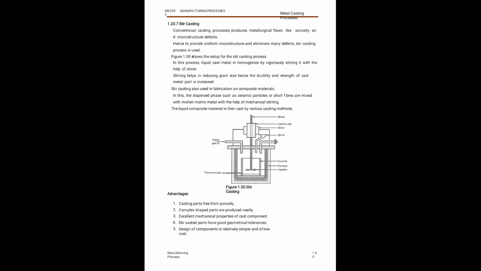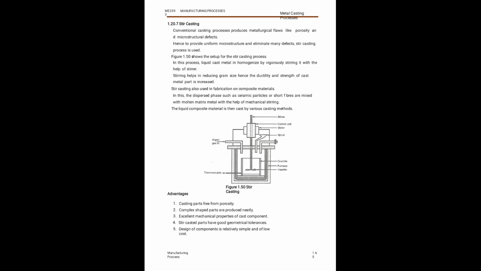Next one, the stir casting process. The stir casting process is used to produce molten metal, and especially it is used for making composite molten metal. Different types of metal are mixed homogeneously with the support of stir casting, and it produces the composite material.